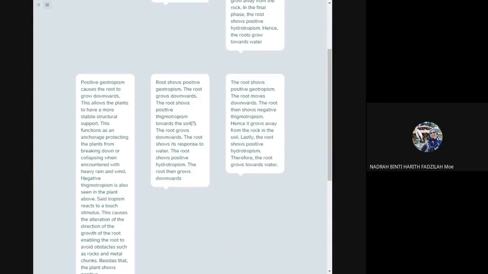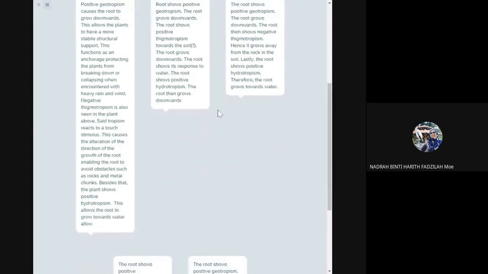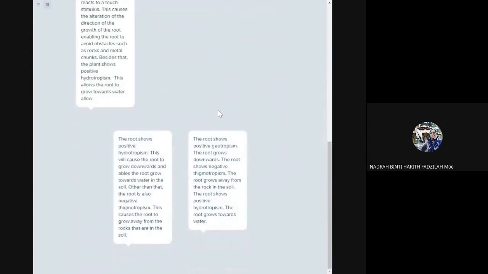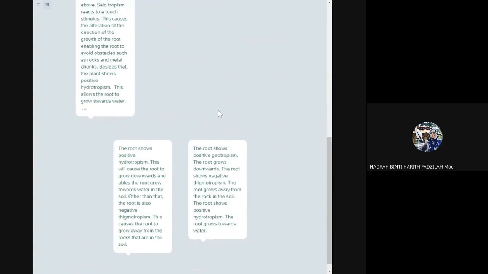Number 1, positive geotropism, root grows downwards. Negative thigmotropism sebab dia encounter rock in the soil, so root grows away from the rock. Lastly, positive hydrotropism, root grows towards the water. Okay, very good.